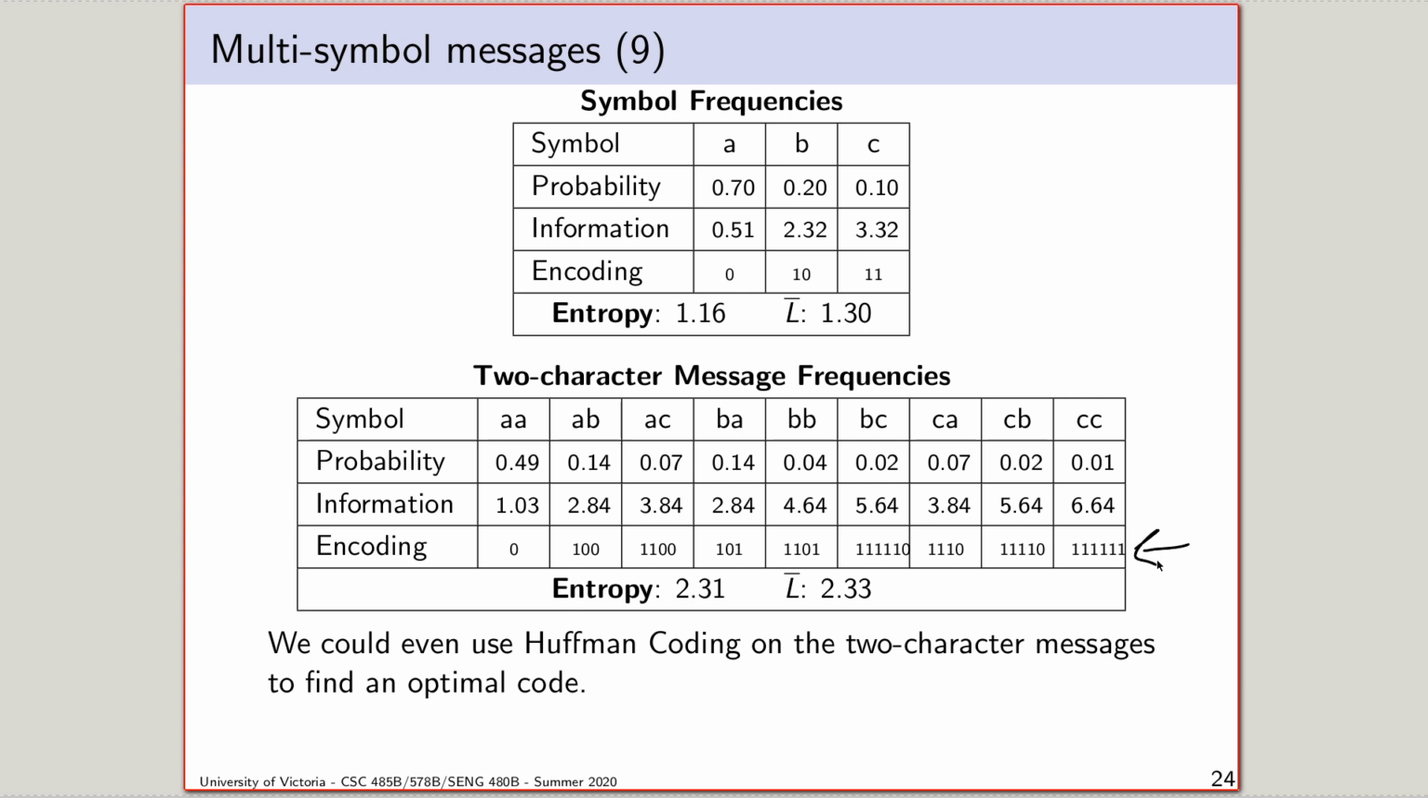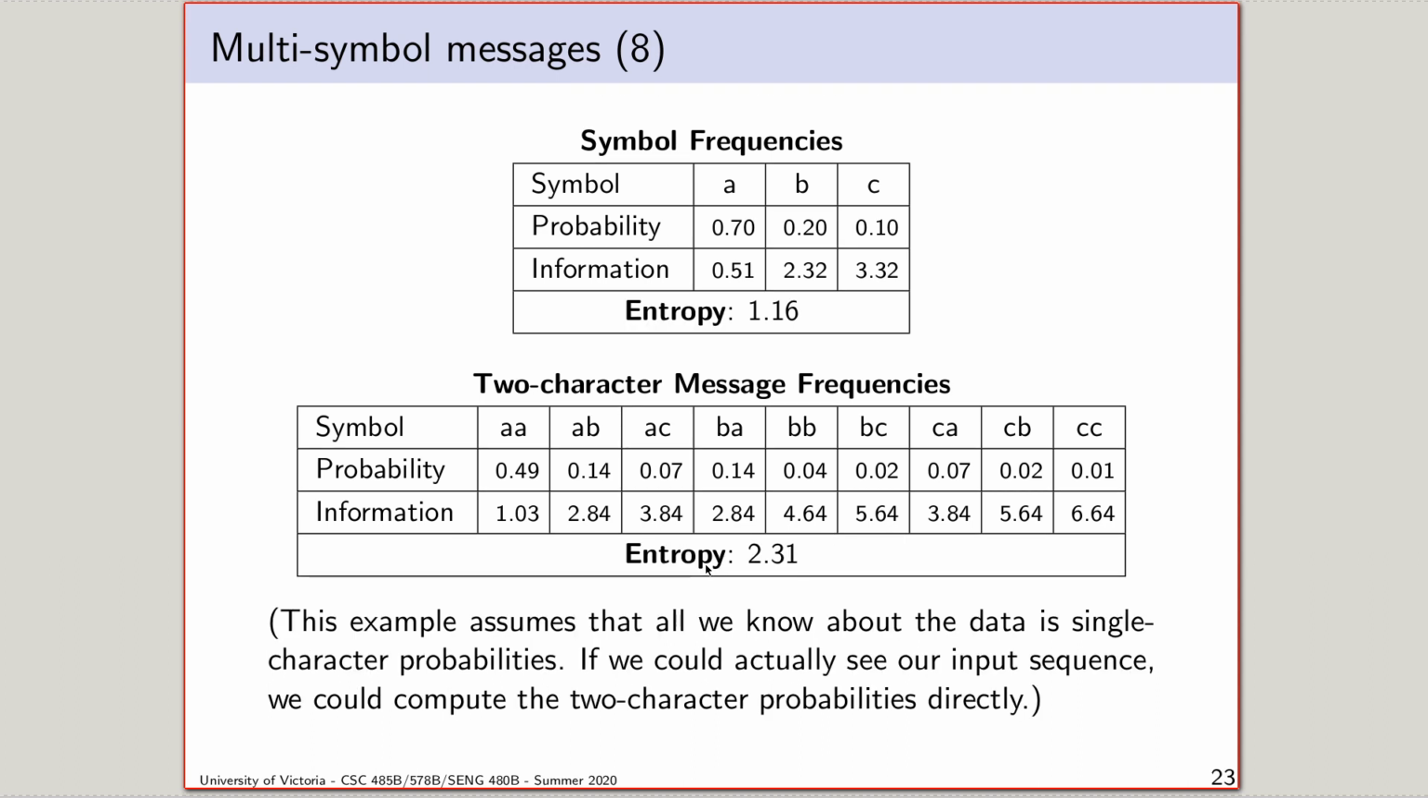You couldn't do better than that. This error here is the result of having to use a whole number of bits, which is fine. And if you think about it, you could do that for any length of message. And I want to go back to this slide that I skipped over to point this out. What this is assuming is that you gave me a probability table, just this, and you told me all characters were independent. If they're independent, then the probability of A followed by an A is just this times itself, which is 0.49. And the probability of A followed by a B is 0.7 times 0.2, which is 0.14.